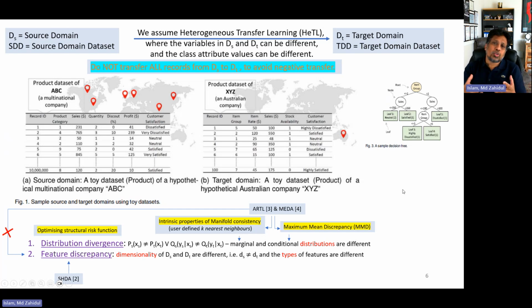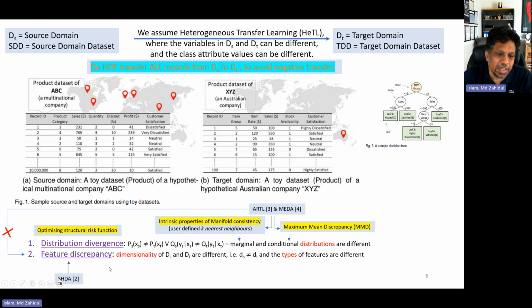And here in our proposed technique called TLF, we consider that we will not need to transfer all records from the source to the target. We will not transfer all records because all records may not be transferable and that may not be useful. Rather, that can cause negative transfer, causing some problems later on. So we will identify the records that are suitable for transferring and will be useful. So that is a unique property of our technique as well.